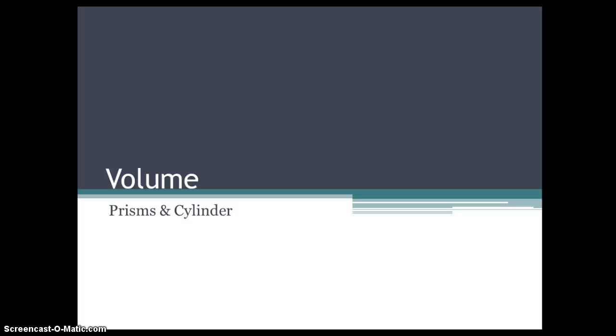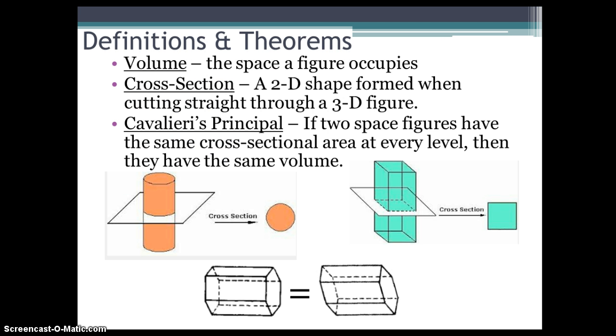So we focused on surface area, and now we're going to talk about volume of prisms and cylinders. The volume is the space a figure occupies. So like if we filled something up with water, that would be the volume. The cross section is a 2D shape formed when cutting straight through a 3D figure.